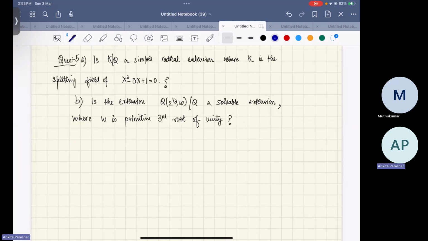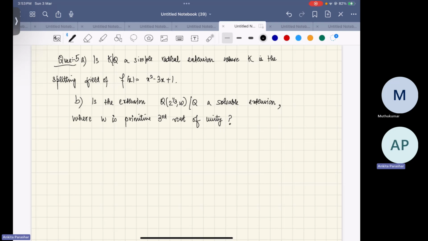Question 5 is, suppose K over Q is a simple radical extension where K is the splitting field. We have to check whether K over Q is a simple radical extension, where K is the splitting field of the polynomial x cube minus 3x plus 1 equals 0. There is some speciality about this polynomial that one has to see carefully. All three roots are real.